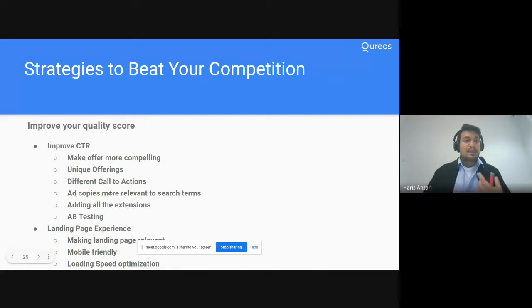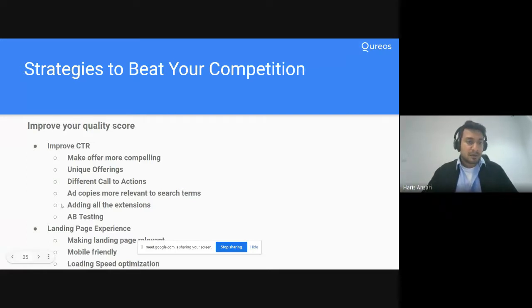Then make your ad copies more relevant to the search terms. You have to mention the headlines and the description, which is relevant to what people are searching for. If somebody is searching to buy basketball and your ad copy shows volleyball, obviously the person is not going to click on your ad. If it is going to show exactly like basketball court near me or something like that in the headlines, then it will be more compelling for the users to click on your ad and take action on your website.